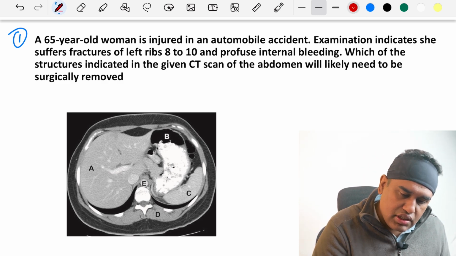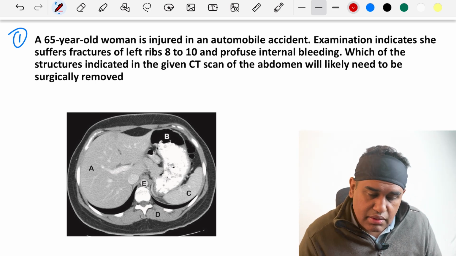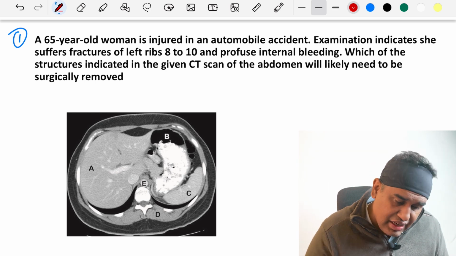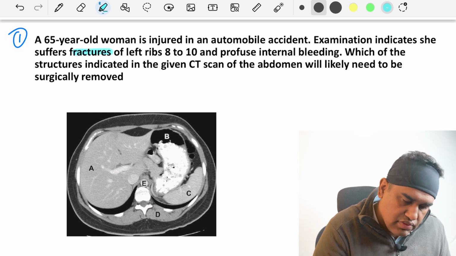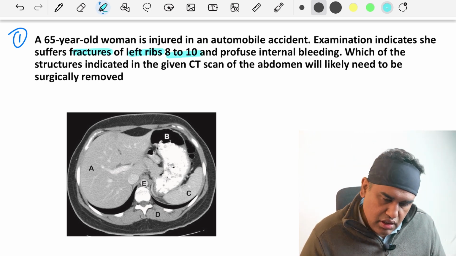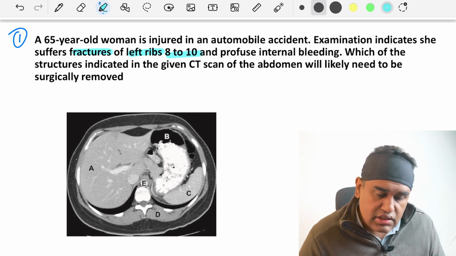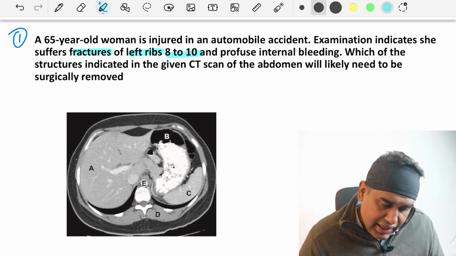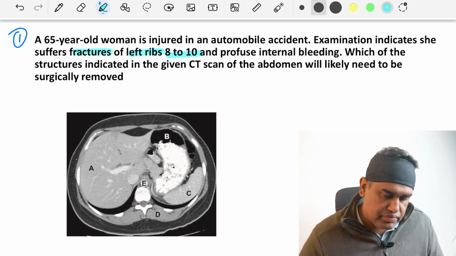A 65-year-old woman is injured in an automobile accident. Examination indicates she suffers fractures of left ribs 8 to 10 and profuse internal bleeding. Which of the structures indicated in the given CT scan of the abdomen will likely need to be surgically removed?